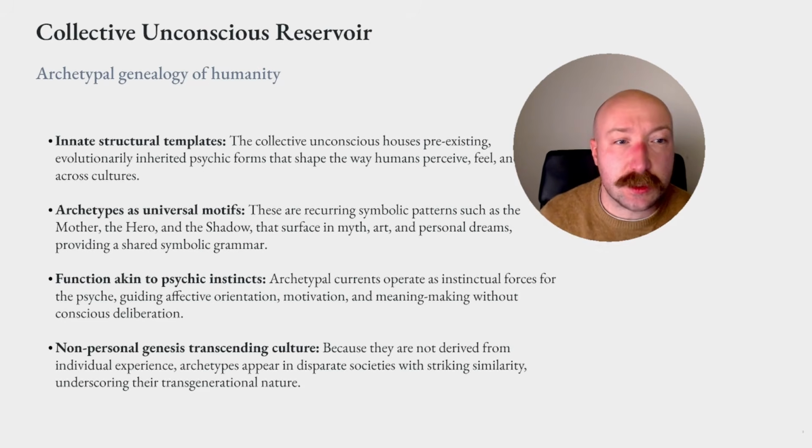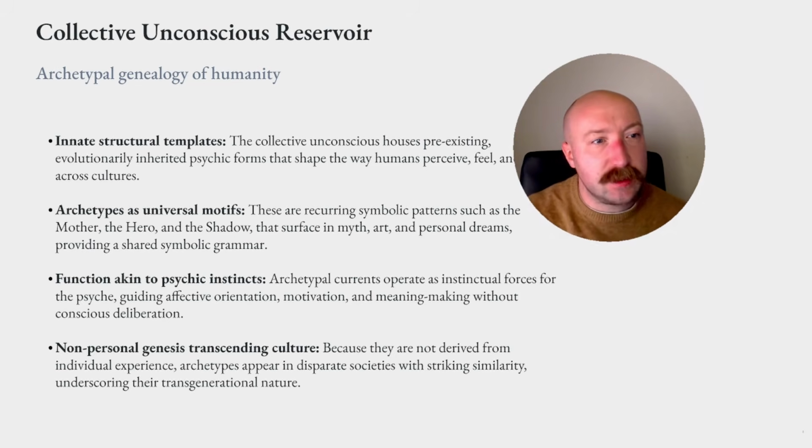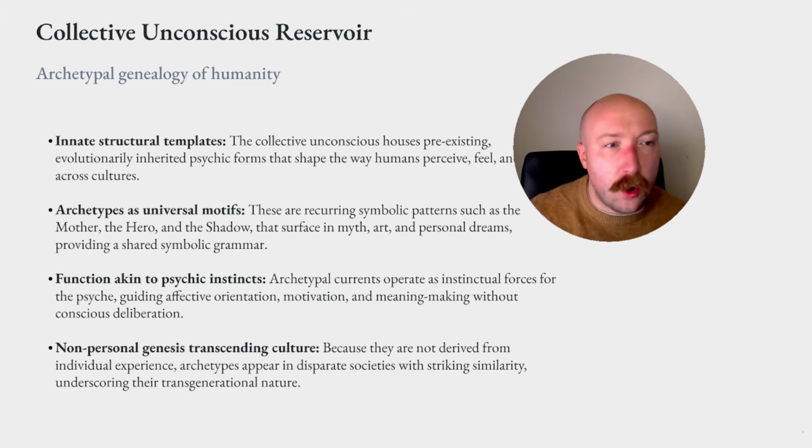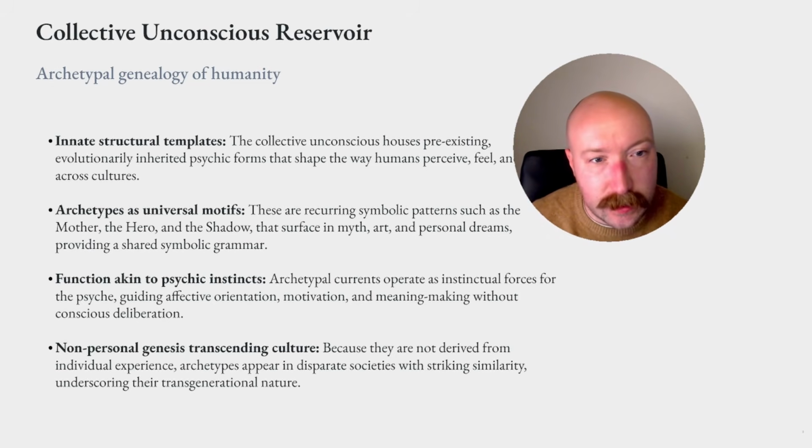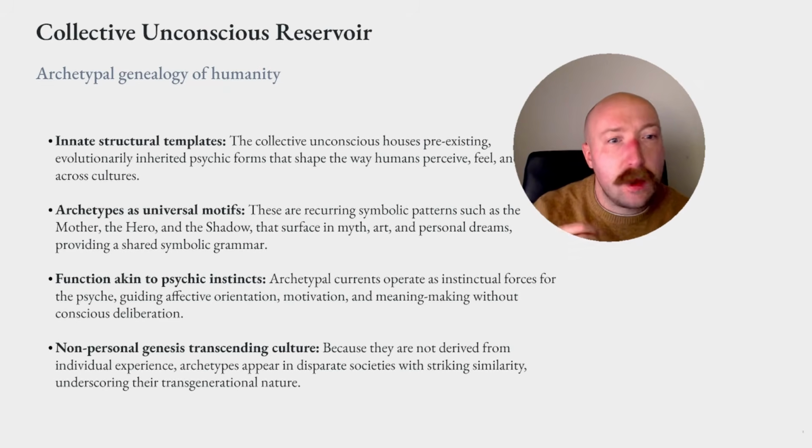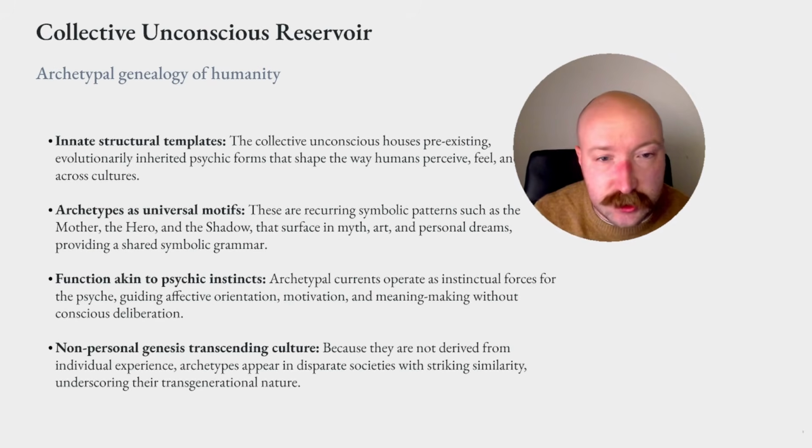Well, the collective unconscious, in housing these pre-existing evolutionary inherited psychic forms that shape the way that all of us perceive, feel, and act across cultures. So this archetypal genealogy of humanity will equally have an effect that's coming through the ego that it has to navigate. And these are recurring symbolic patterns that might be projected onto people or things or processes that we're going through. The mother, the hero, the shadow, these surface up in myth and art, and we become affected by great literature and great art.